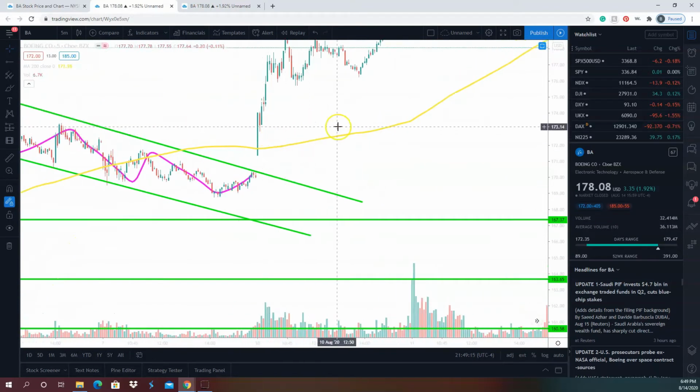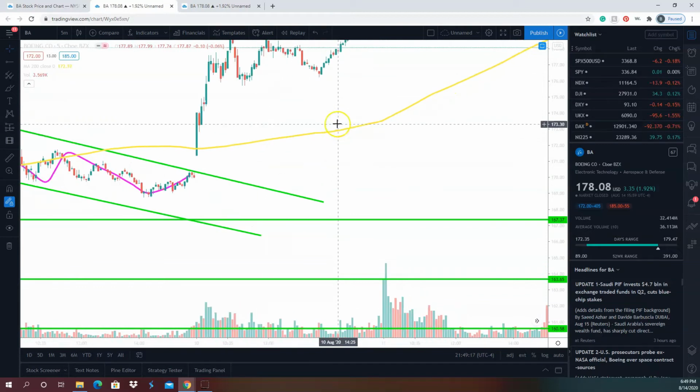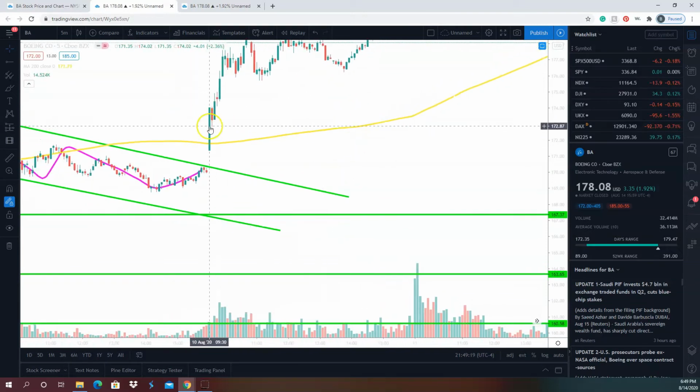Now, never trade the first 15 minutes of the market open, but here, if we waited 15 minutes, each candle is 5 minutes.